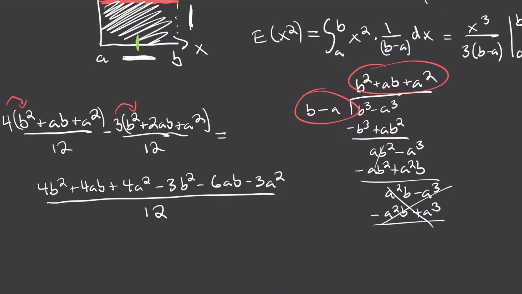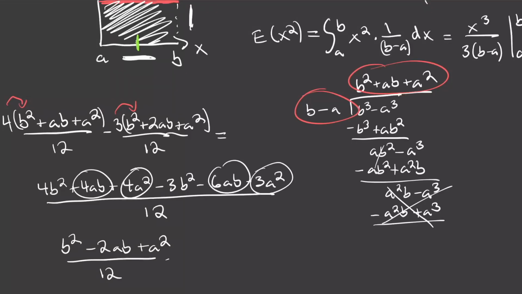Now 4b squared minus 3b squared is b squared. We have a negative 2ab when we combine this one, and then what else do we have? We have 4a squared minus 3a squared, so we're going to have plus a squared. That is going to be over 12, and then we can factor the top part. It's just going to be (b minus a) squared divided by 12, and that's pretty much as far as we can simplify it. That's going to be our variance. So this is my variance of x.